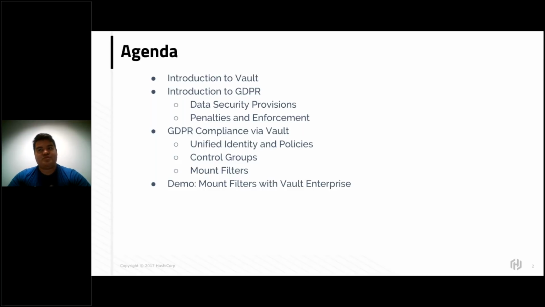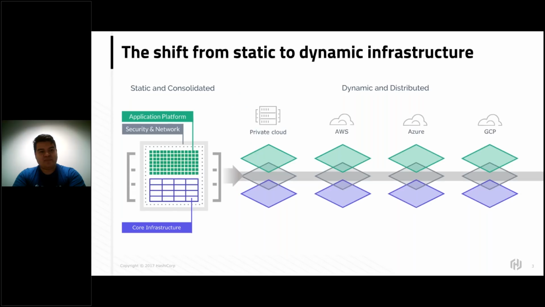From there, we'll switch gears and talk a little more about how GDPR applies to Vault. We're going to specifically talk about three areas. First, unified identity and policies. Second, control groups, and then finally, mount filters. And with mount filters, we're actually going to show a demo about how one can centrally manage a global Vault infrastructure while at the same time complying with data sovereignty regulations like GDPR and other kinds of what we call extraterritorial compliance regulations like the GDPR.